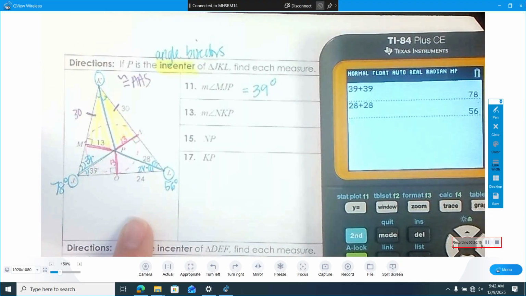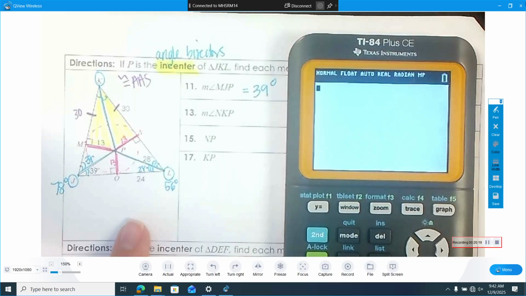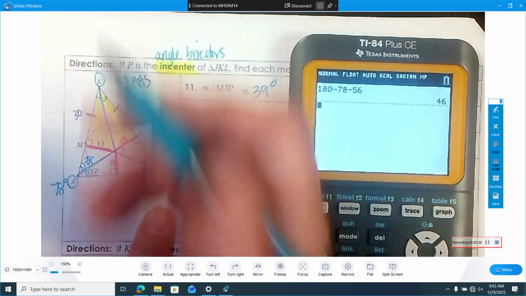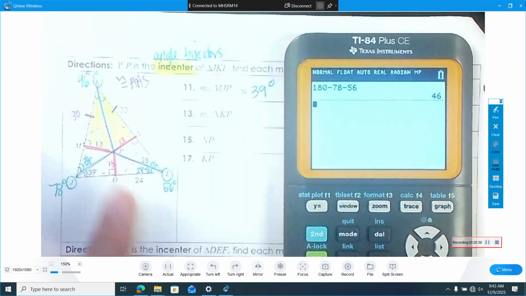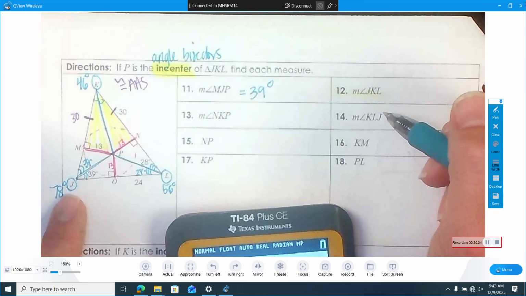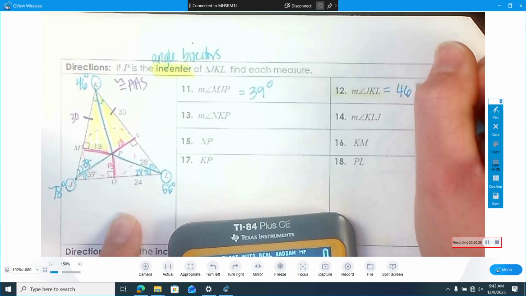Can we figure out the whole angle K? Yeah, how? Subtract from 180. 180 minus 78 minus the 56. So we're subtracting the whole thing. We get 46 degrees for the whole angle K. Is that what we wanted? J, K, L. We wanted the whole angle. So that's 46 degrees.